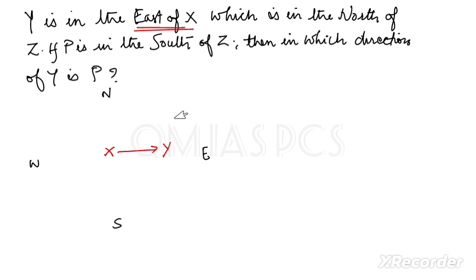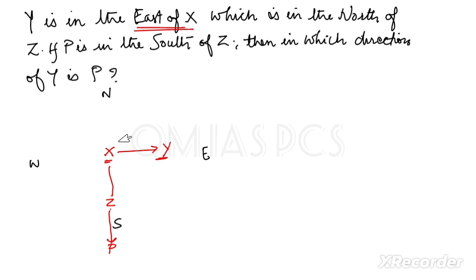Fine, no confusion, okay. Which is in the north of Z, that means we are talking about X. So X is in the north of Z. So with respect to Z, X is in the north, so Z will be here, okay. If P is in the south of Z, south of Z means here, this is the position of P. Clear? So in which direction of Y is P?